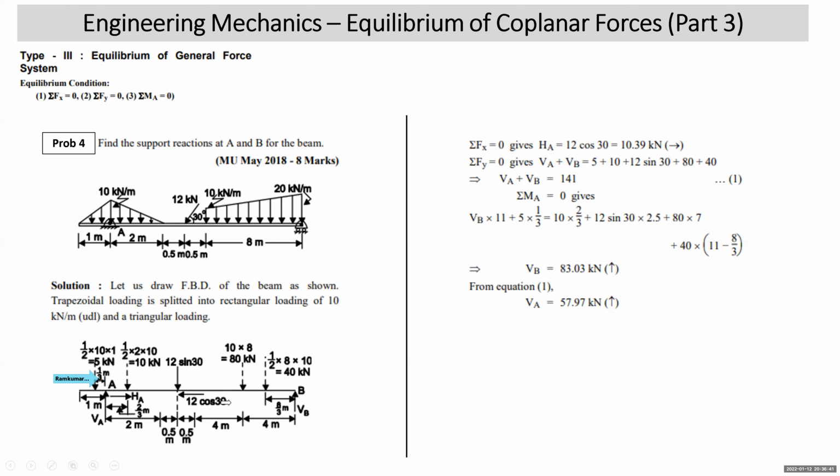Anti-clockwise movement. What else will give you anti-clockwise movement? This 5 will also give anti-clockwise, which is left of A. Right? 5 into 1/3 will also give you anti-clockwise, which we have taken. So anti-clockwise over. Now we come to the clockwise movements.